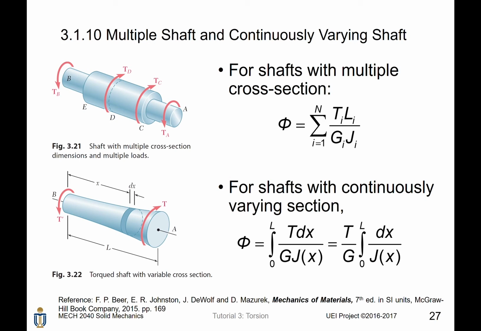For multiple shafts and continuously varying shafts, I just give you some very simple introduction about those formulas, and you will mainly concentrate on the application of them. For shafts with multiple cross-sections, you just sum up the torsional displacement for each segment. For shafts with continuously varying sections, you just do the integration.